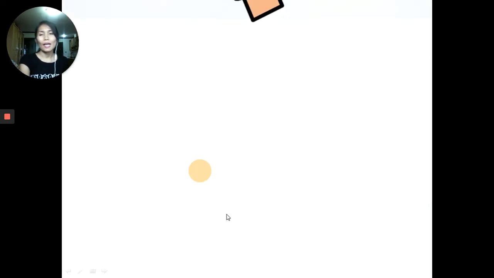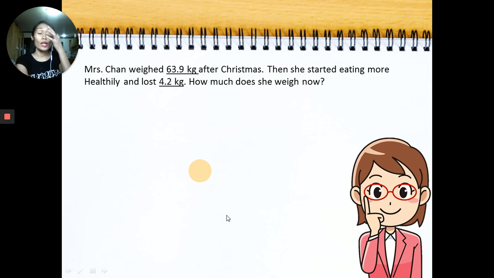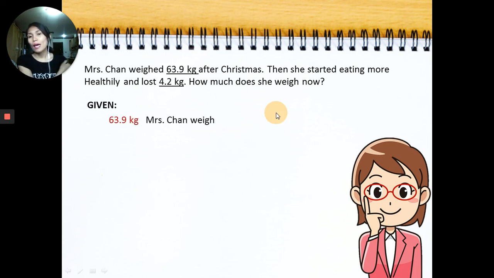All right, so last one. Mrs. Chan weighed 63.9 kilogram after Christmas. Then she started eating more healthily and lost 4.2 kilogram. How much does she weigh now? So again, get the given numbers, 63.9 kilograms and 4.2 kilograms. What is 63.9? It's the weight of Mrs. Chan. And what is 4.2 kilogram? It's the weight she lost.